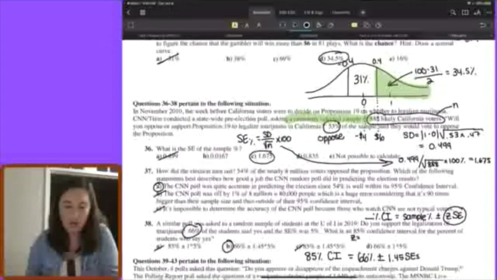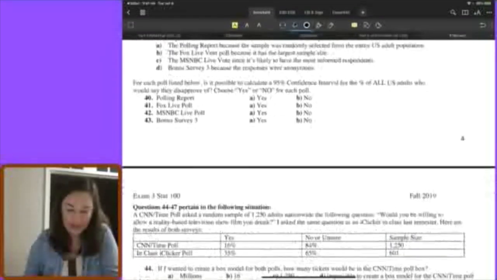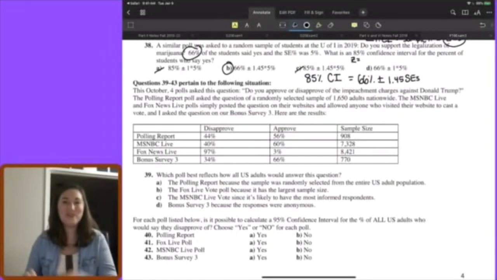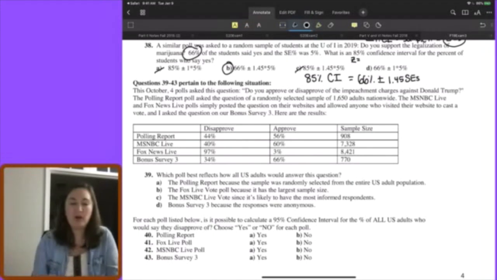Cool. So it looks like we're into the survey part of the exam. The exam's going to be about half gambling game questions, and then about half surveys, poll questions.